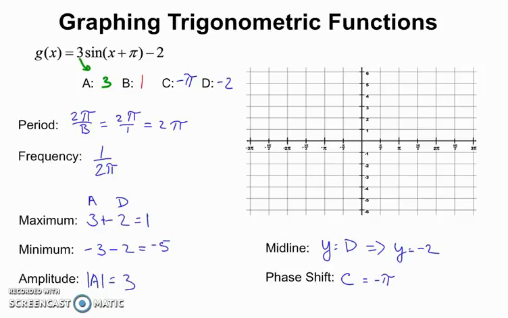Okay, so those are all the values that we're going to need. Now the first thing I'm going to do is graph the basic sine function. Okay, sine always starts at 0, and remember it's up 1, and then it goes down 1, and back to 0, and there's one full period of it, and we can continue this pattern both to the right and to the left.